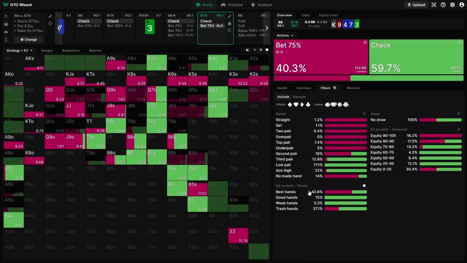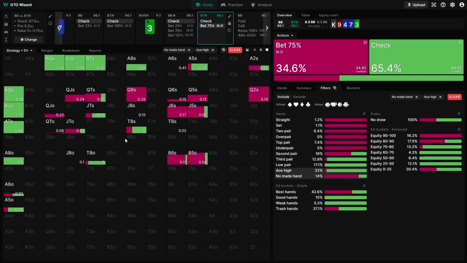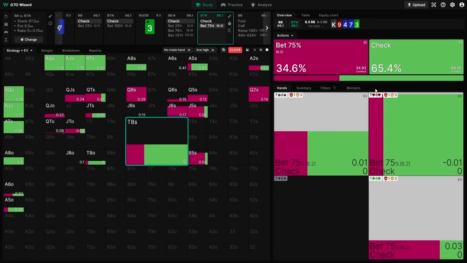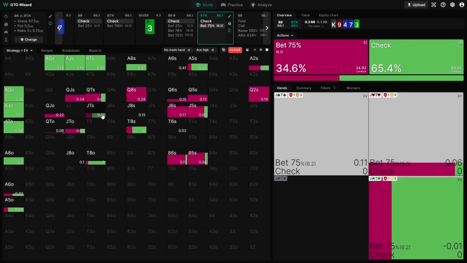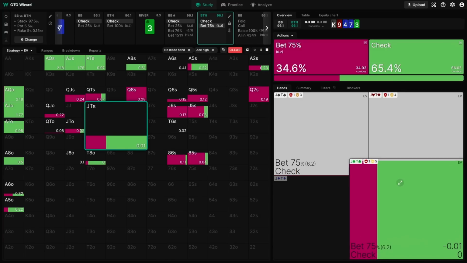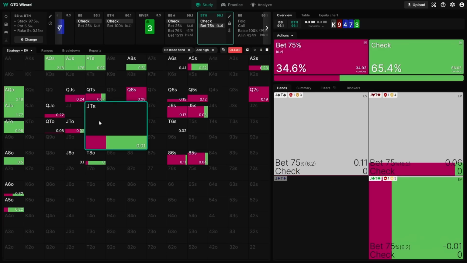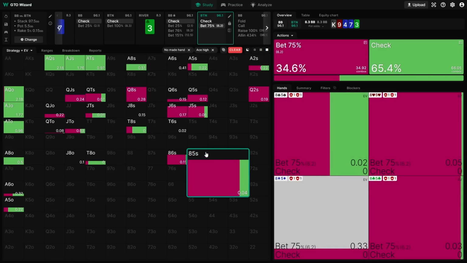If we filter for the bluffs, we will see certain things like 10-8 of hearts being a less preferred bluff than the other suits. Whereas for Jack 10 of hearts is very preferred for bluffing, while Jack 10 of clubs isn't. And if we look at 8-5, it seems like the spades are the least preferred bluffs.